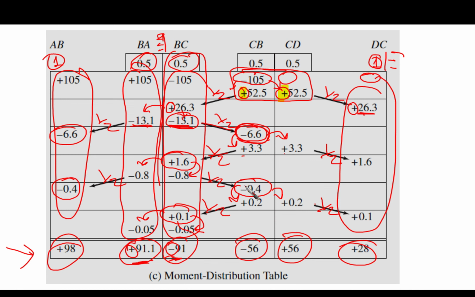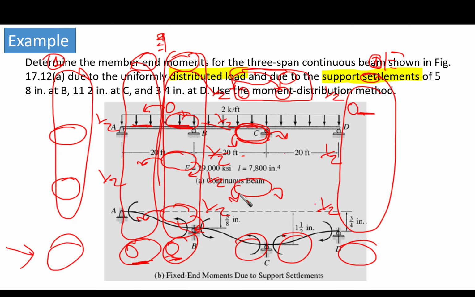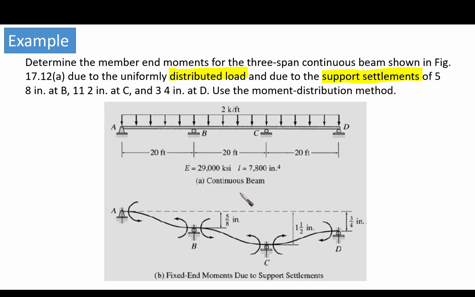Okay, now let's go to the next example that is going to make it clearer for us and a little bit more complicated than the previous one. Suppose that we have a beam, as you can see here, and this beam is loaded with a distributed load of 2 kips per foot, and the spans are 20 feet each. We know Young's modulus and the inertia. It is given for us.